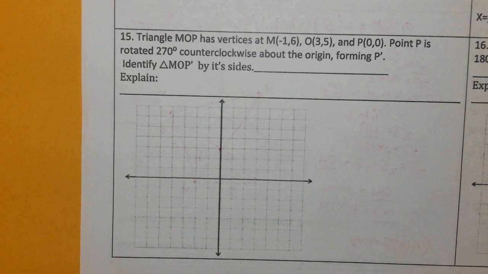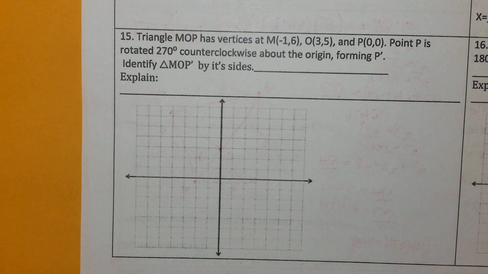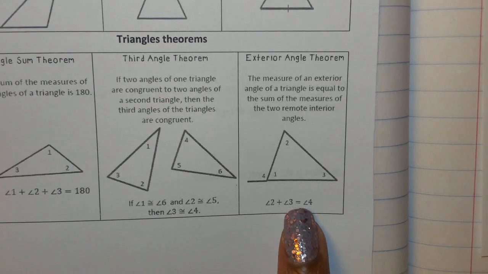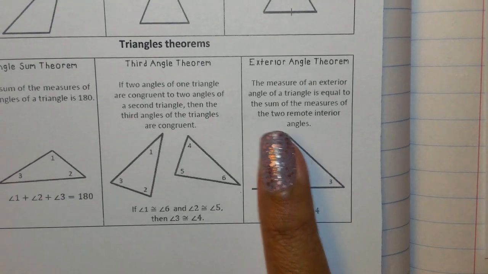And again, that last one on the exterior angles comes from our classifying triangle notes at the very beginning when we talked about the exterior angle here adding up to the two remote angles.